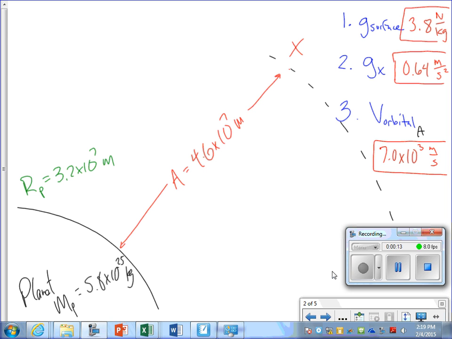All right, so here's a typical orbital motion / gravitation problem. First thing, we've got to make sure we know what I'm asking you to find. When we say g, here's question 1: what's g at the surface? Question 2: what's g at position x, which is right here?